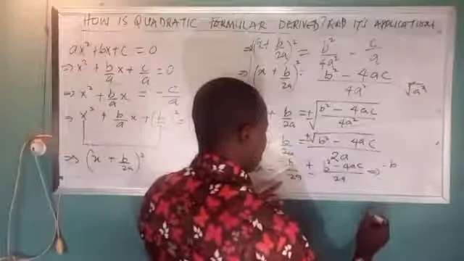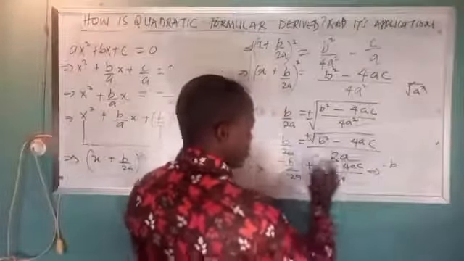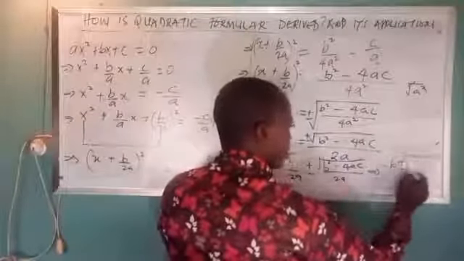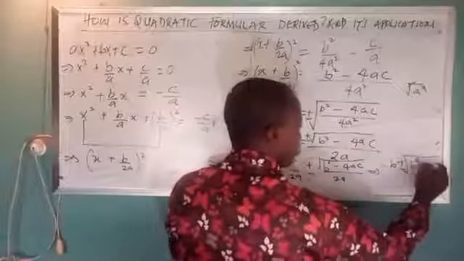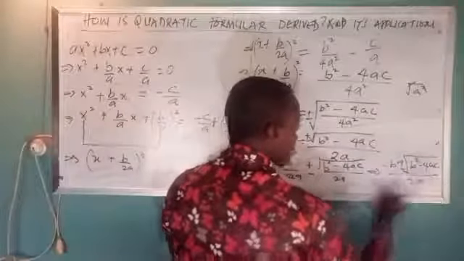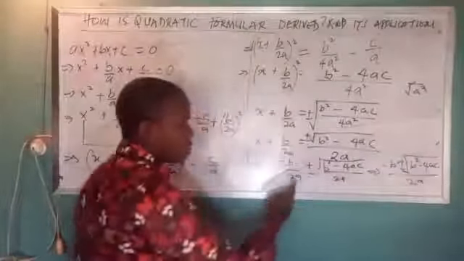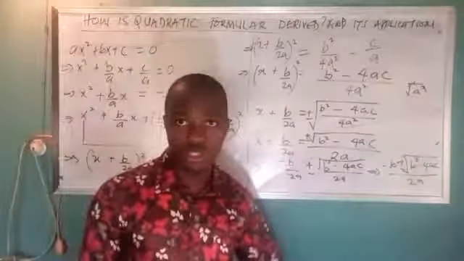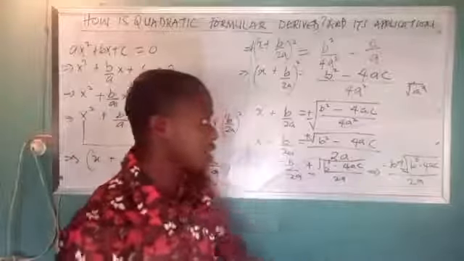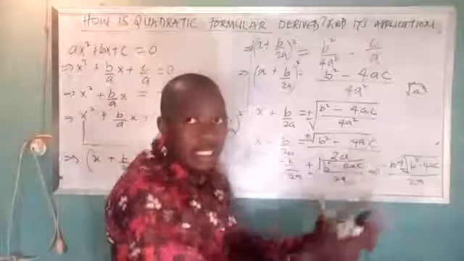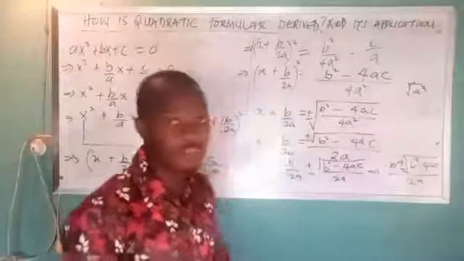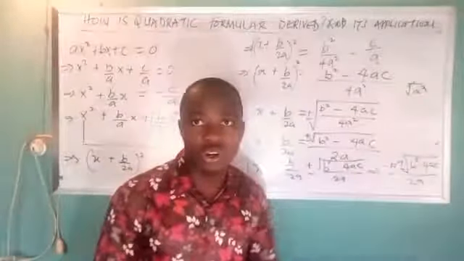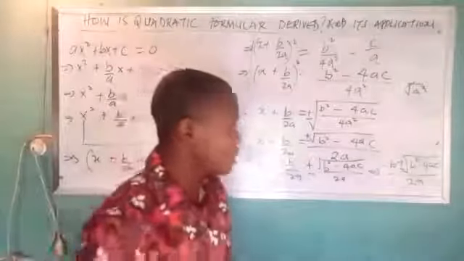So automatically this can be written as a simple fraction: x equals minus b, don't forget the square root, minus b plus or minus the square root of b squared minus 4ac over 2a. Both fractions have the same denominator, which is 2a. That's the reason why we need to write it in a single fraction like this. So this is the derivation, and this is what we call the quadratic formula.